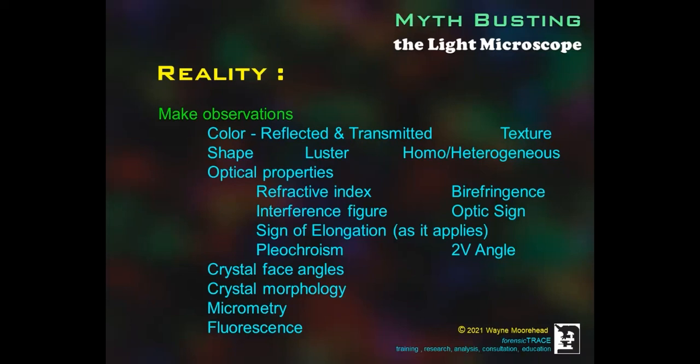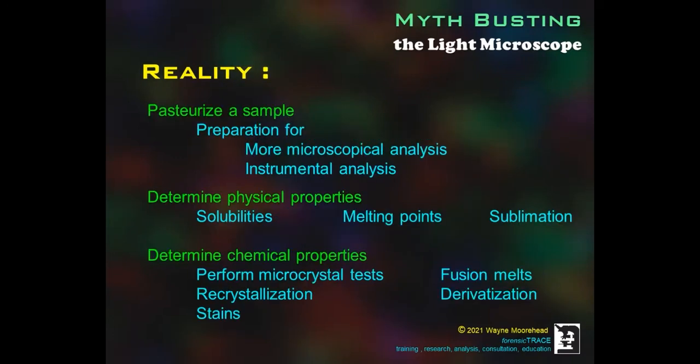For others, you may need additional optical properties like refractive index, birefringence, optic sign, and an interference figure to determine a 2V angle. Or you may need to use additional features, such as melting points, or perform microchemical tests that can be used to help characterize and identify the particles. Many of the features on this and the previous slide will be covered in future webinars.